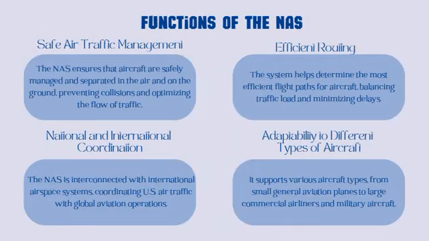Functions of the National Airspace System. Safe air traffic management. The NAS ensures that aircraft are safely managed and separated in the air and on the ground, preventing collisions and optimizing the flow of traffic. Efficient routing. The system helps determine the most efficient flight paths for aircraft, balancing traffic load and minimizing delays. National and international coordination. The NAS is interconnected with the international airspace system, coordinating U.S. air traffic with global aviation operations. Adaptability to different types of aircraft. It supports various aircraft types, from general aviation small planes to large commercial airliners and military aircraft.